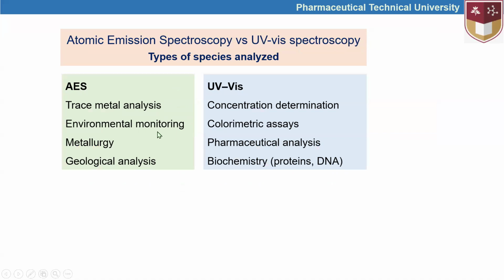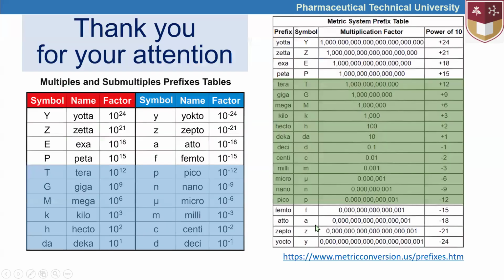Next, in AES, trace metals can be identified. It is also used in environmental monitoring. It can be used in metallurgy and geological analysis, and UV is used for concentration determination, colorimetric analysis, and in pharmaceutical analysis. It is widely used in biochemical analysis and biomedical analysis, like proteins, DNA, and glucose can be quantified by using UV, as we taught in our previous lessons.